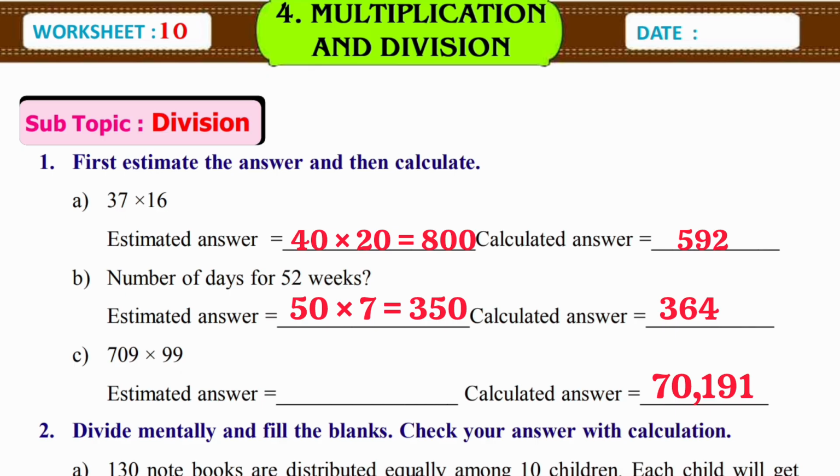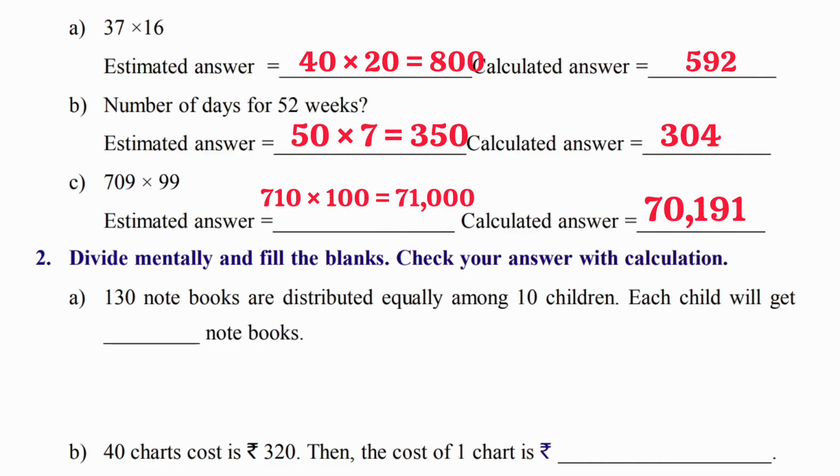Got it? Next, third one, 709 multiplied by 99. Estimated answer will be means 710 multiplied by 100. So 710 multiplied by 100 will be 71,000. But actual answer of 709 multiplied by 99 will be 70,191.